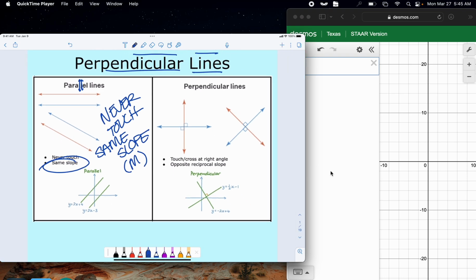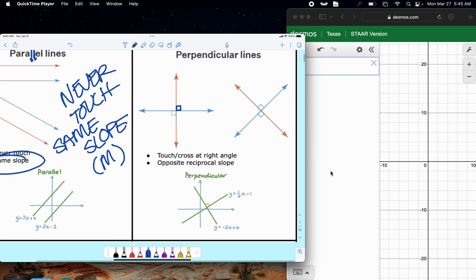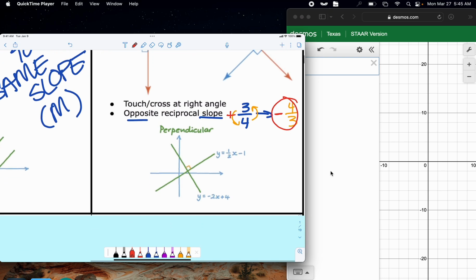Okay? Perpendicular lines make this perfect little square. They touch once, and they have the opposite slopes. So, for an example, say you have 3 over 4. It actually would change. We're going to flip it. So 4 over 3, and then you would change the sign. So this one's positive, it would change to a negative. And this would be your new slope. That's something important to know, okay?